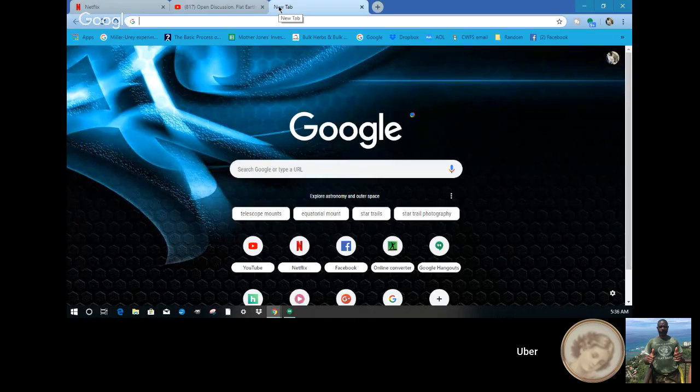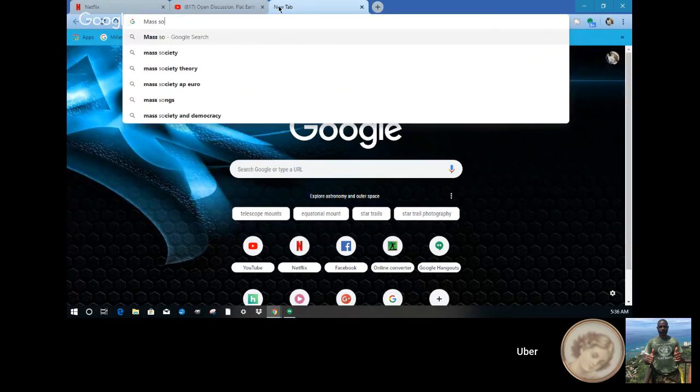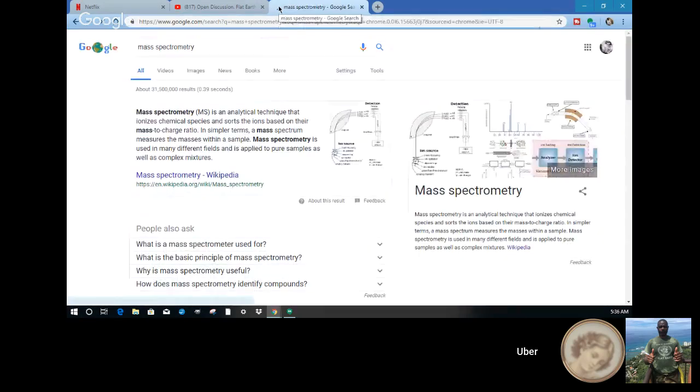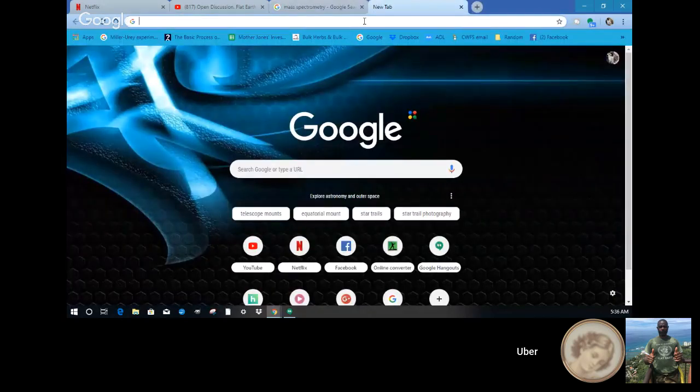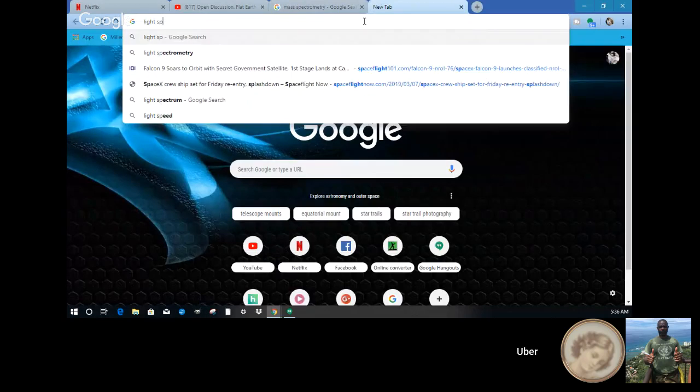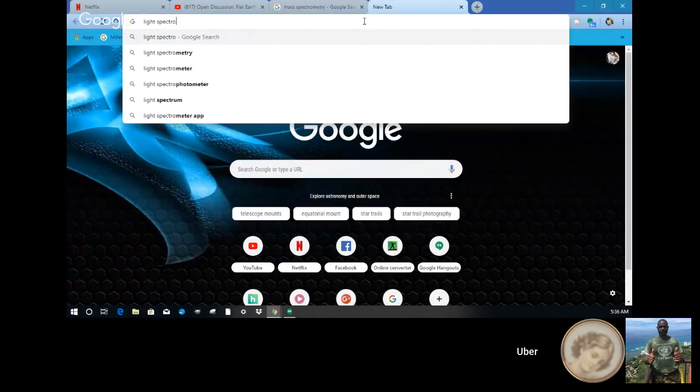The best that they have is a mass. Okay, so yeah, it's mass spectrometry, and light spectroscopy. Wait, where is it? This one.